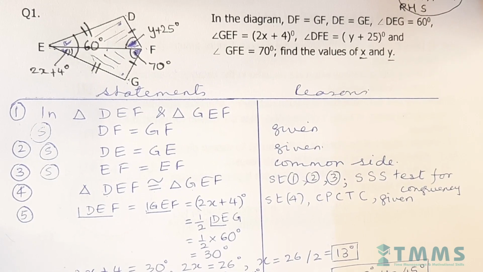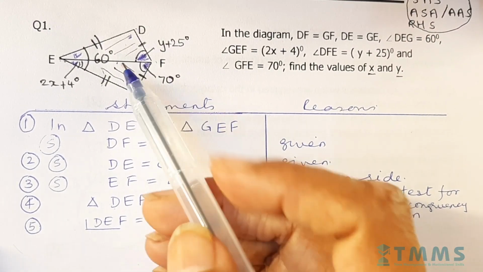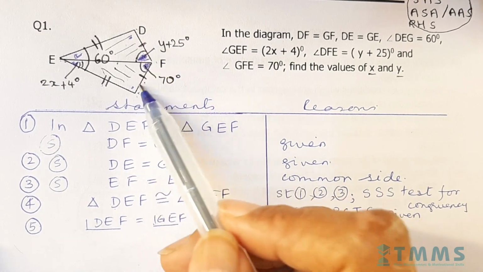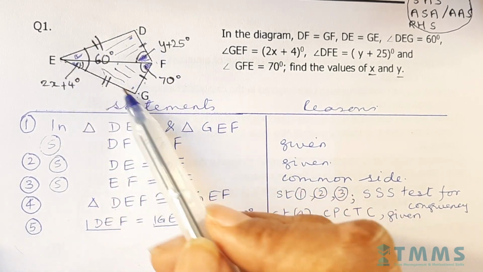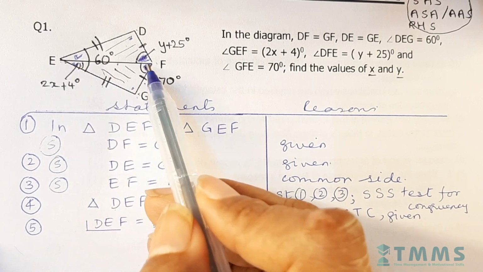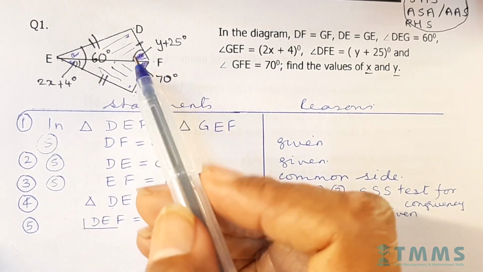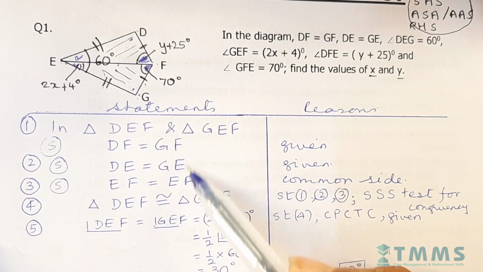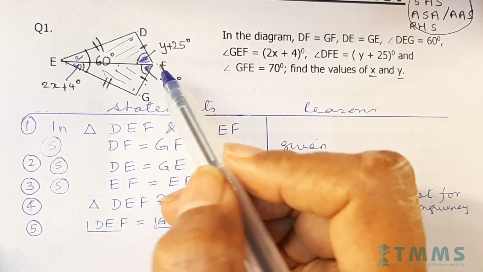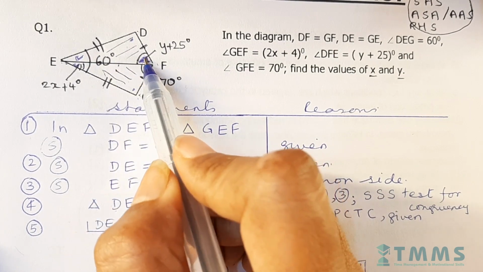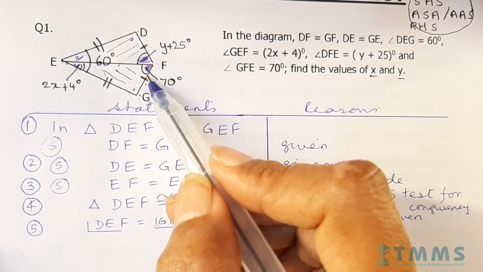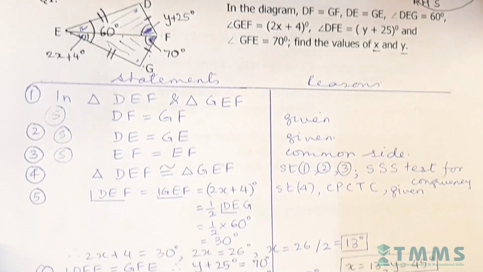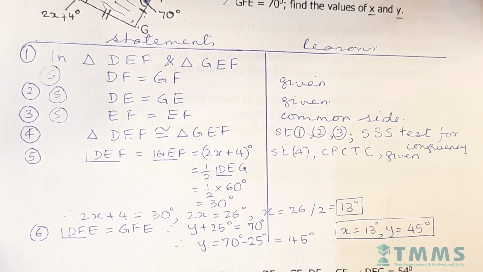Now, let us look at the diagram once again. Can you see that this is one side that was given as equal? This is the second side that was given as equal, and the third side was the common side. So we used the SSS test and we wrote the statements like so, and then we saw the corresponding angles were equal because the measures were given in terms of x and y. We managed to get the answers the way we have got it.